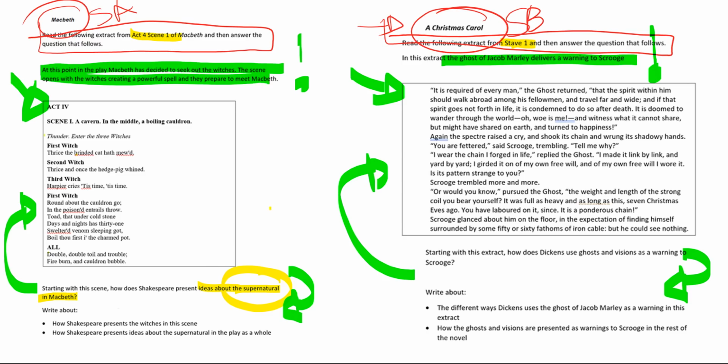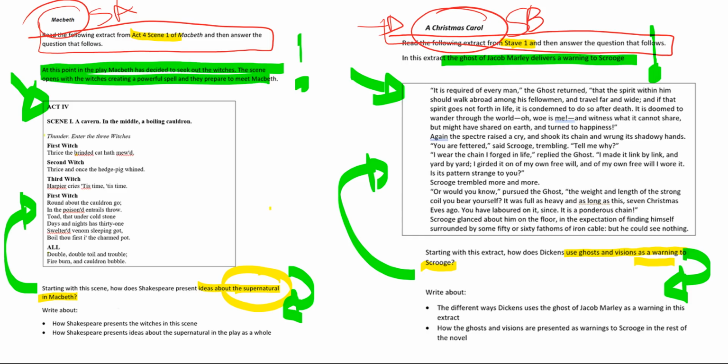Okay, for A Christmas Carol, we've got, starting with this extract, how does Dickens use the ghosts and visions as a warning to Scrooge? So the question is not about Scrooge's transformation, or about ideas about Christmas time. We're specifically focusing on the ghosts and visions as a warning to Scrooge.